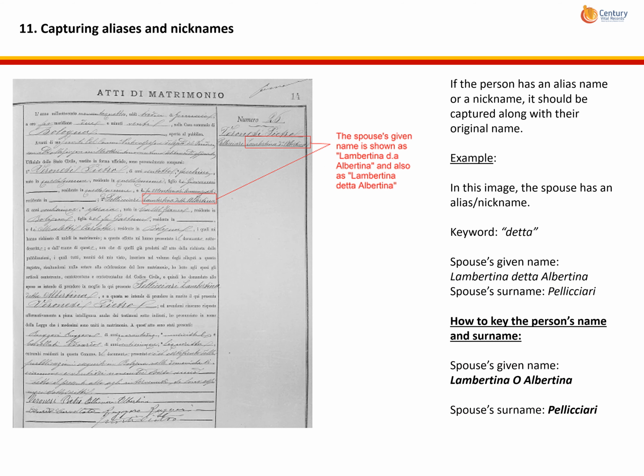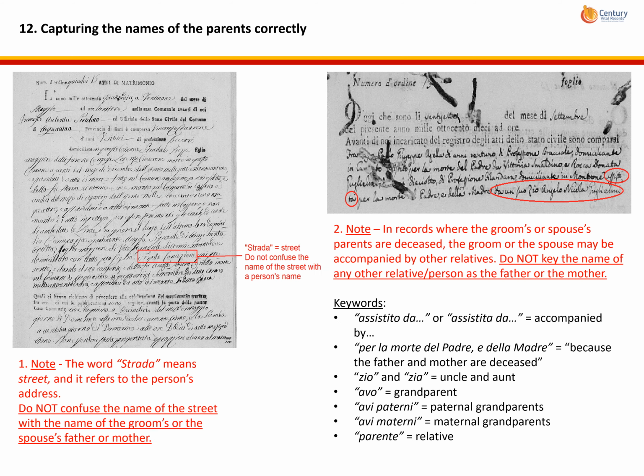If the person has an alias name or a nickname, key their original name along with their alias or nickname. The names should be separated with the word O. Look at the example shown in the slide. While trying to identify the names of the groom's or the spouse's parents, do not confuse the names with the address or the name of the street.